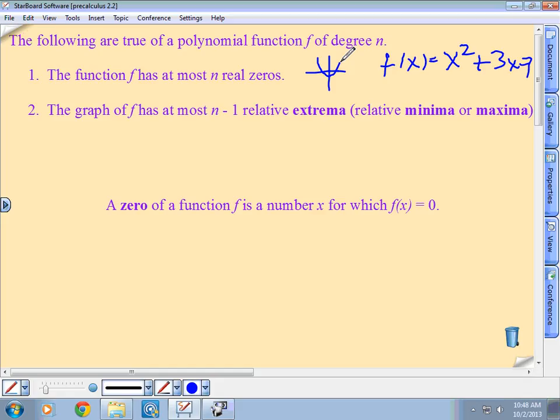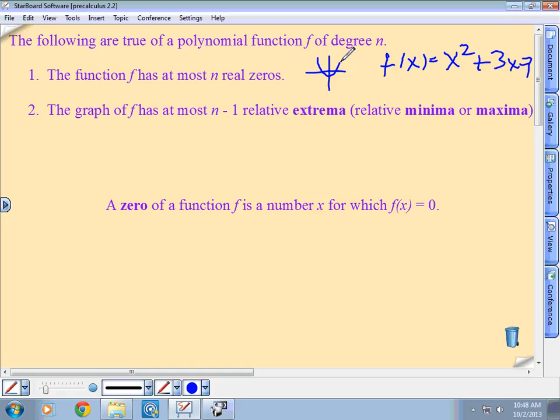It can cross it 1 time, meaning that the vertex would be on the x-axis, or not at all, if your vertex is above the x-axis. But if it's below the x-axis, it's going to cross twice, and that's the most it can cross. And because it's a parabola, it's the only way it can. That's all that's saying in layman's terms.